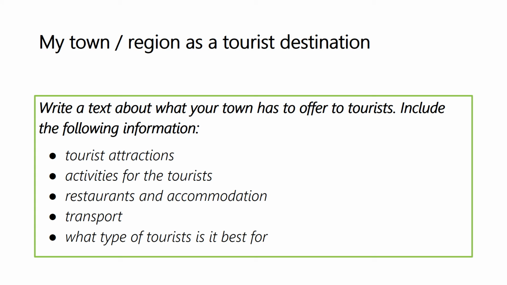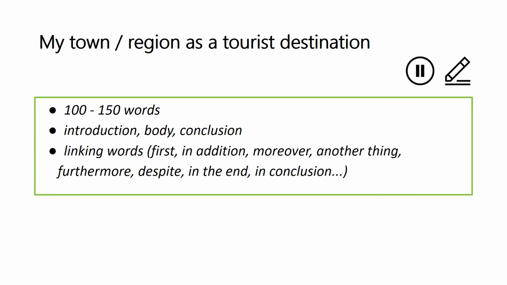The last activity is a writing task. You are going to write a short text, my town or region, as a tourist destination, in which you will mention different tourist attractions, activities tourists can do in your town, places they can stay at, or where they can have nice meal. Also, don't forget to mention how they can get around. Finally, write down who do you think would have most fun in your town. Is it families with kids, young people, adrenaline junkies, or somebody else?